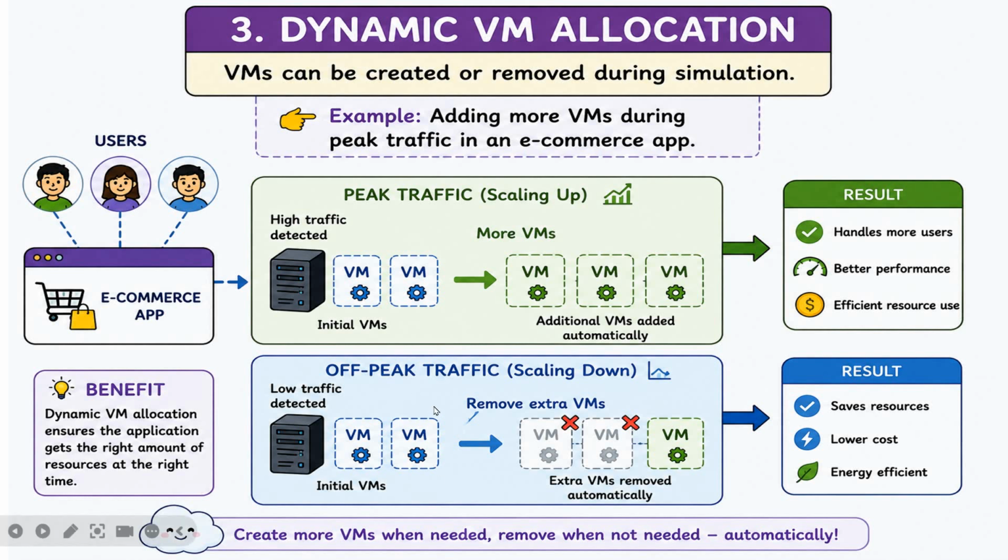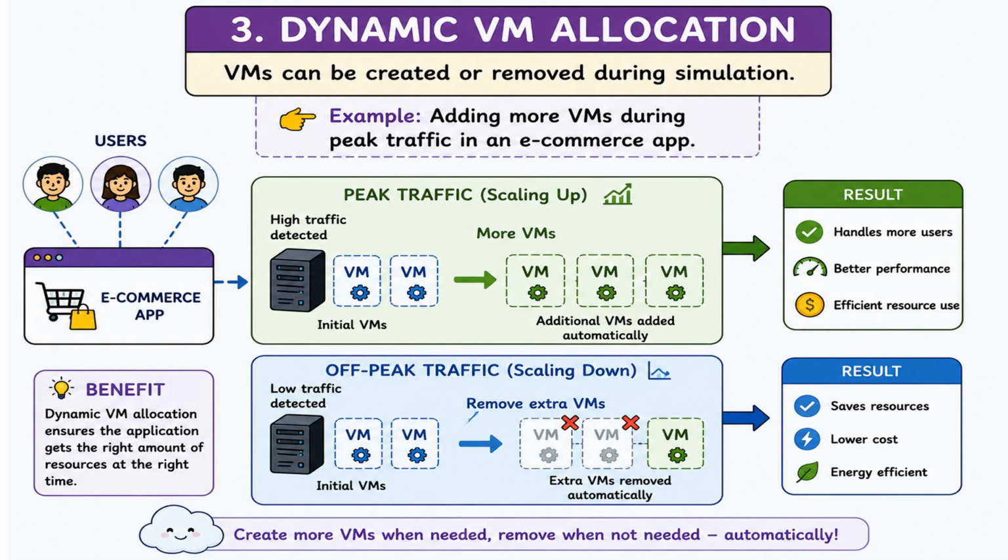And this lower section explains scaling down during the off-peak traffic. That is, when few users are active, extra virtual machines are removed automatically in order to avoid wasting the resources, and this will help in saving the energy, reducing the operational cost and improving the efficiency.